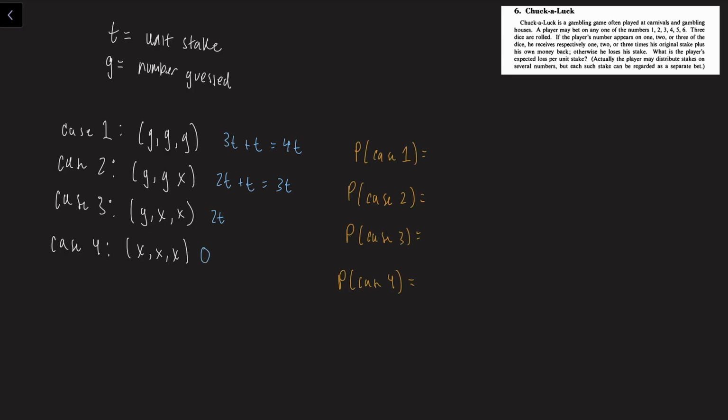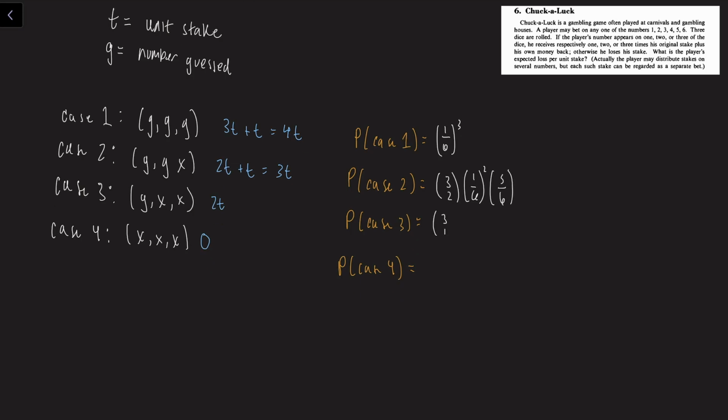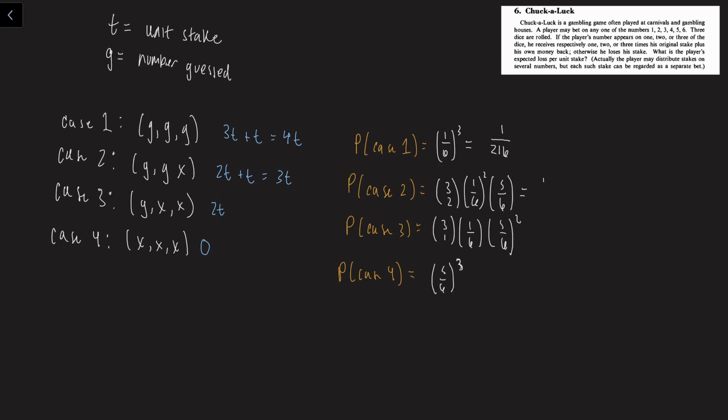So to calculate these probabilities of each case happening, we can represent the successes as binomial random variables. Okay, now that we have the probability of each case, we can find our expected return per unit stake.